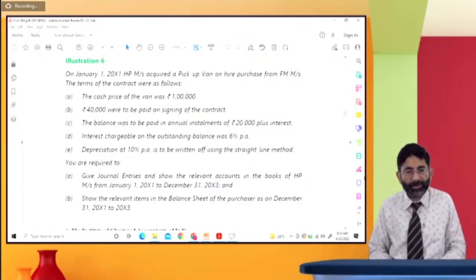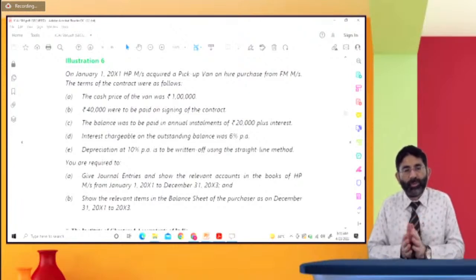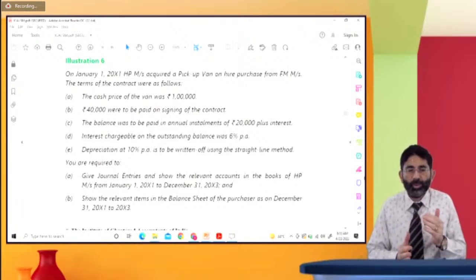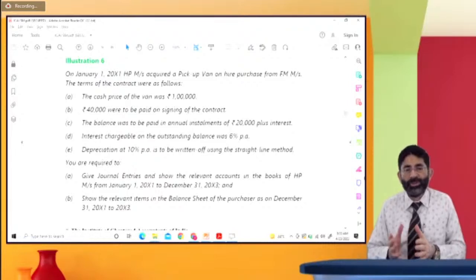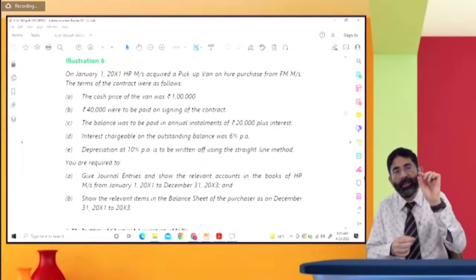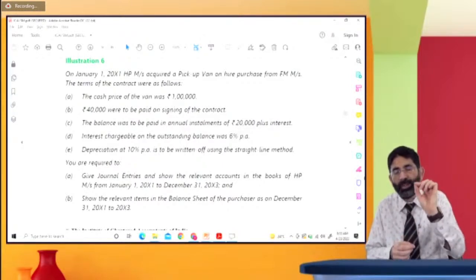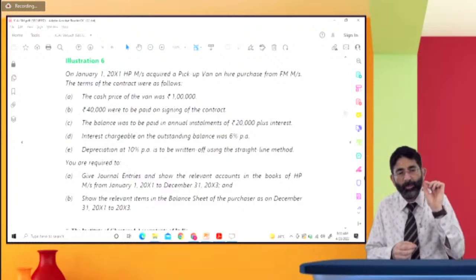On January 1st, 2011, HP acquired a pickup van on hire purchase from FM. The terms of the contract were as follows. So we have acquired a pickup van. Who is the purchaser here? HP. And who is the seller? FM. Cash price of the van was 1 lakh. So this is the cash price, the payment to be made in one go. 40,000 is the down payment. Balance was to be paid in 20,000 plus interest.